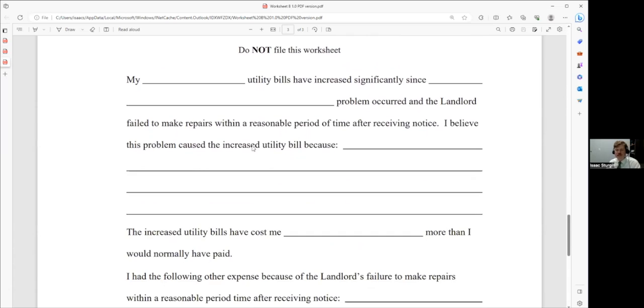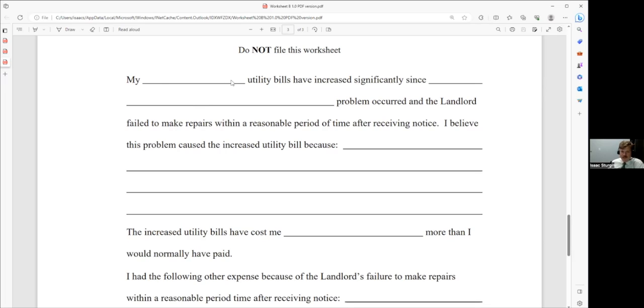Another common situation is increased utility bills. So if a tenant has something, let's go back to the leaky pipe example. Let's say before the pipe started leaking, the tenant's water bill was usually about $100 a month. But then after the pipe started leaking, and the tenant told the landlord and the landlord didn't do anything about it, the water bill went up to $150 a month. So this is a place to record that information.